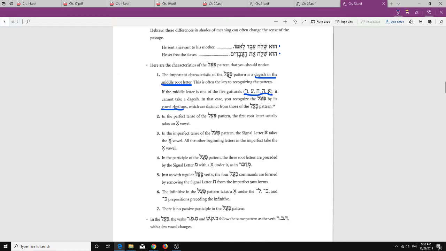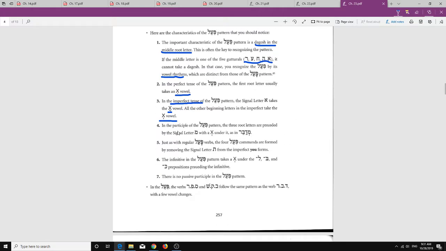Now, I'll even point out in the word pal itself, because this ayin is a guttural, it does not take the dagesh. So notice the dagesh is missing even from the word pal. In the perfect tense, we look for a hirik vowel. In the imperfect tense, we look for the hatef or the shava underneath the signal letters. In the participle, we look for a mem with a shava.